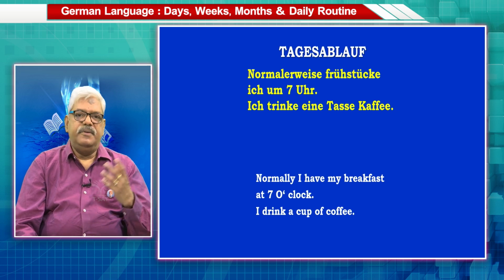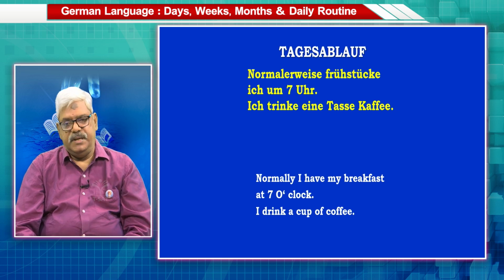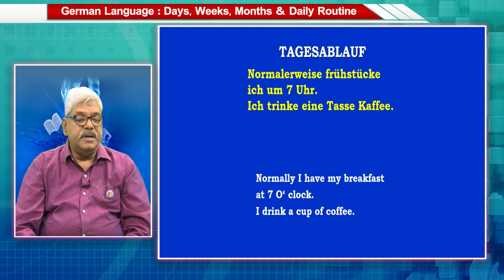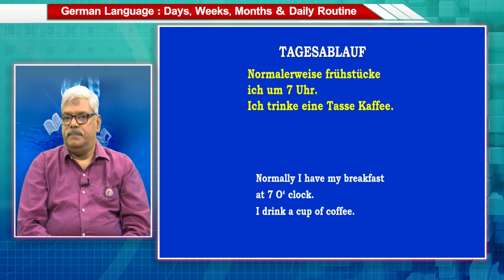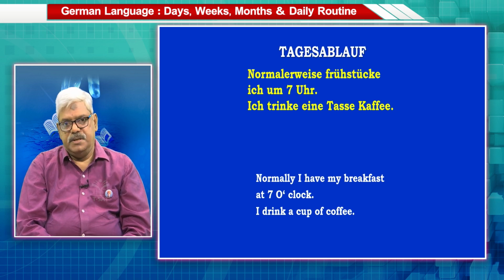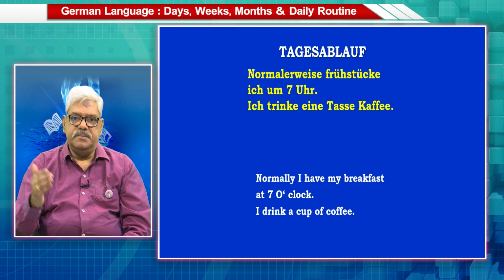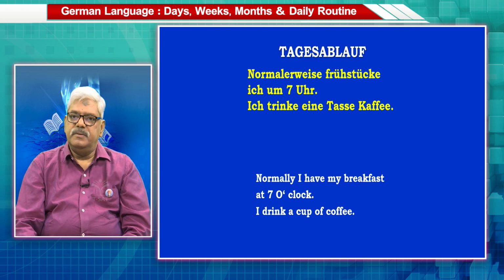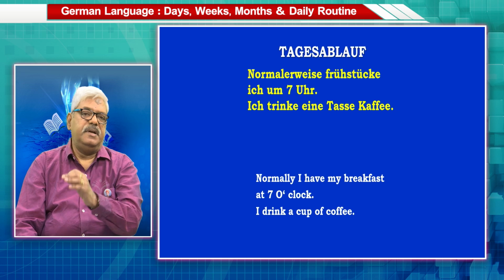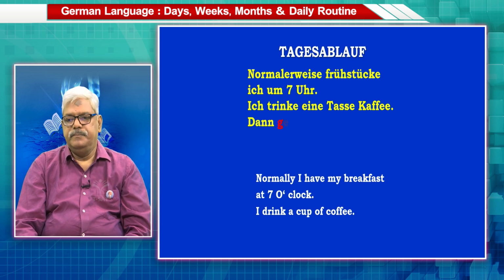Once again over here, if you have tea, you can replace it with tea. If you have milk, you can replace it with milk. The word for tea is Tee, and the word for milk is Milch. So, ich trinke eine Tasse Milch. Ich trinke eine Tasse Tee. In that way also, you can say the sentence. I have taken the example of coffee.